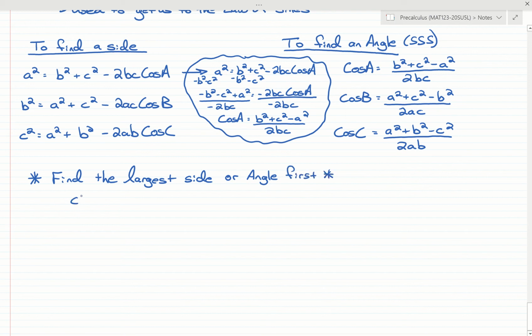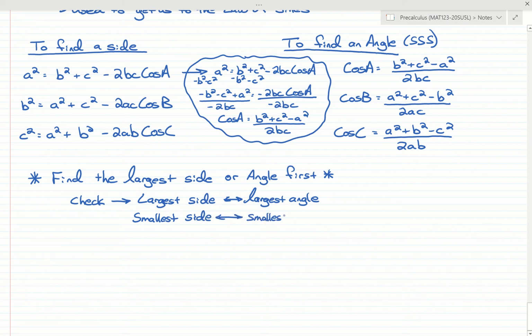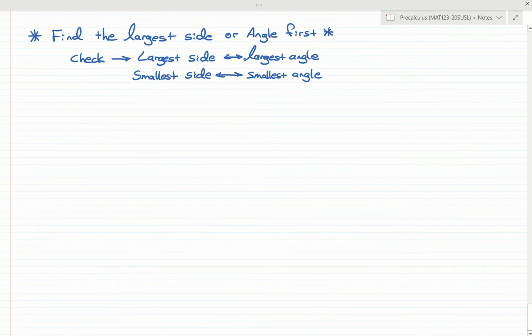And then you just want to check. Make sure that your largest side is opposite your largest angle. And make sure that your smallest side is opposite your smallest angle. That would happen if you get an answer and it's not quite the right approach. You didn't make a mistake, it's just, it happens once in a while. I'd say maybe once out of 10 times. So let's do a couple examples like this.